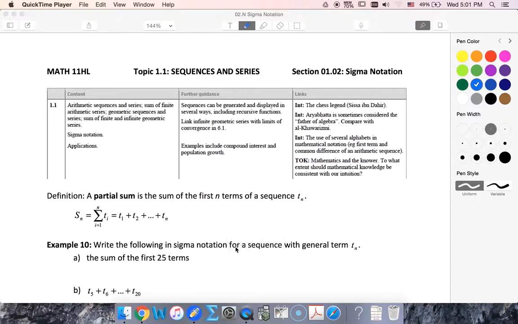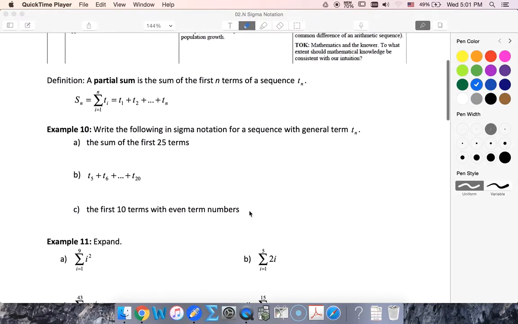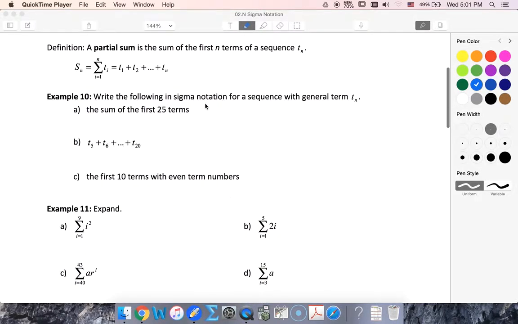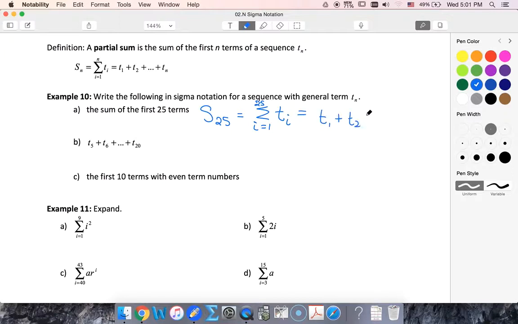So we want to write the following in sigma notation for a sequence with general term t sub n. The first 25 terms: my sum of 25 terms means I'm going to start with the first term and end with the 25th term. So I want my t sub i's. Remember, this implies that we're going to take t1 plus t2 and keep adding until we hit the 25th term.